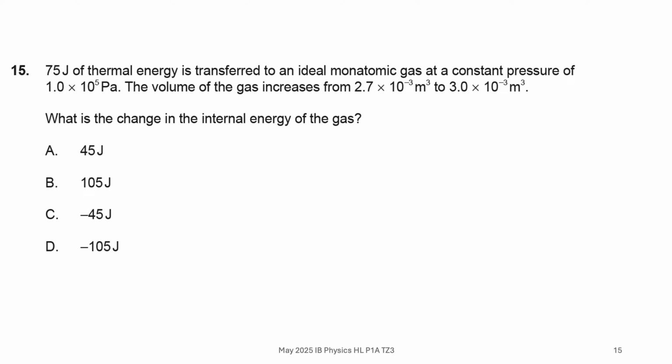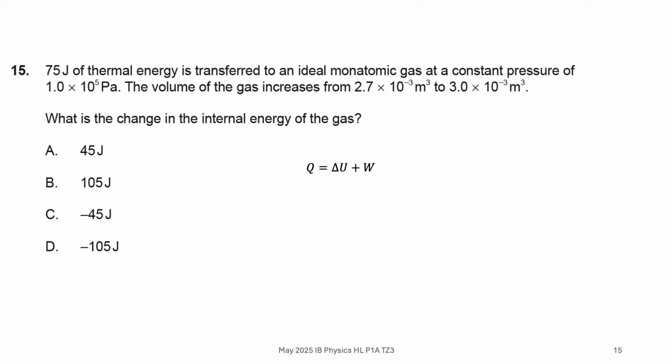Okay, so we want to calculate the change in internal energy, and our equation for that is as follows. Q is equal to delta U plus W. Now Q here is the thermal energy input. Delta U is the change in the internal energy, that's what we're going to calculate, and W is work.